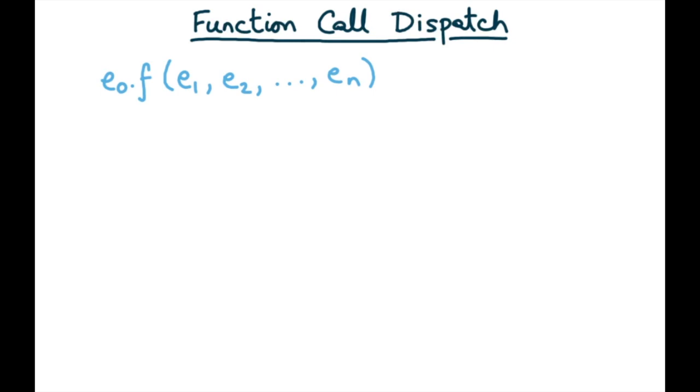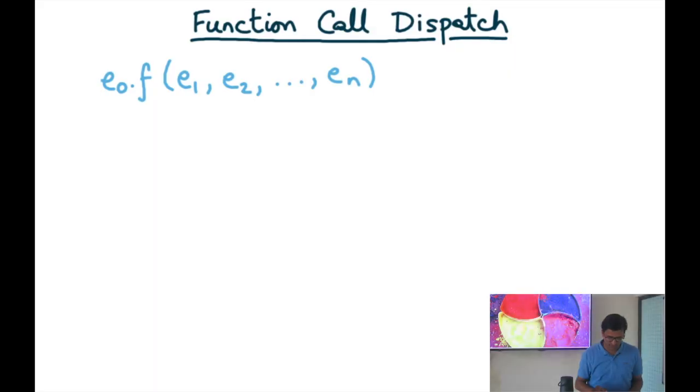We've been discussing semantics, and we will discuss the semantics of one final construct in our C++ like language, and that is function call dispatch. So what does a function call look like in our language? Well, let's assume for a general case that it could be a member function.